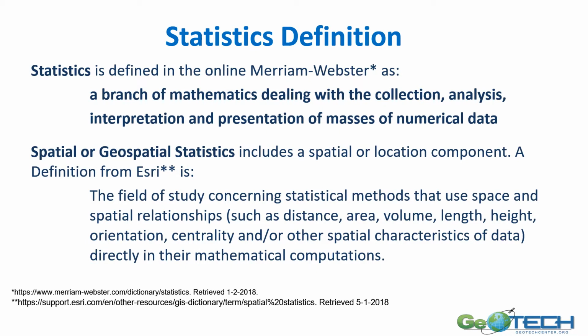Statistics definitions, here are two of them. One from the online Merriam-Webster: a branch of mathematics dealing with the collection, analysis, interpretation, and presentation of masses of numerical data. And as we know, geospatial statistics does have masses of data. The second definition is from ESRI, a developer of geospatial technology software. Here it's looking at the difference between standard statistics and geostatistics. It has to do with the location of that data.